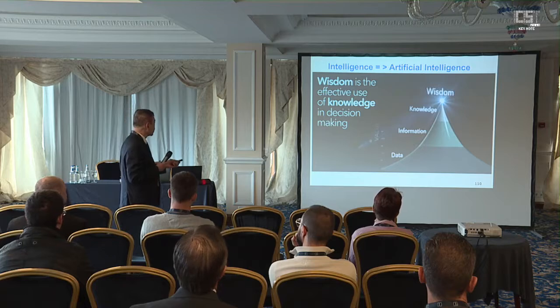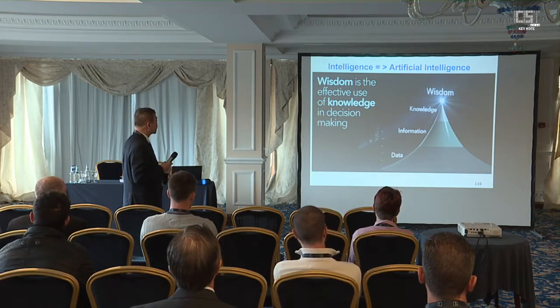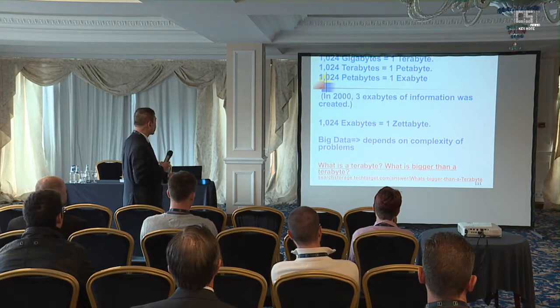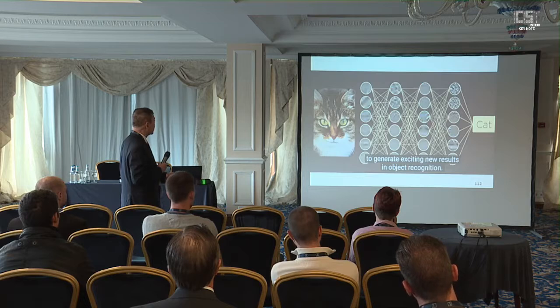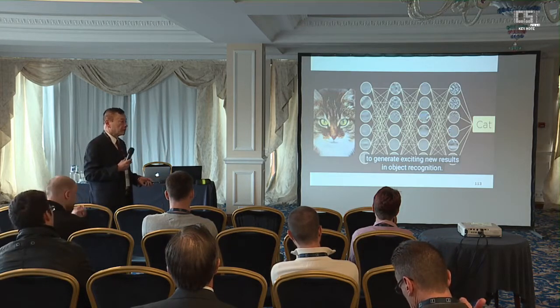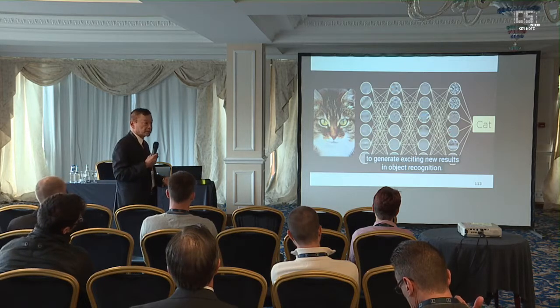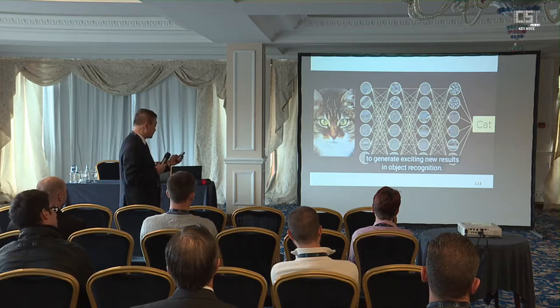So we can just mention that at this stage. Now, more details about big data. This is the so-called neural network used to distinguish and recognize a cat. If the level is higher, it's called deep learning.